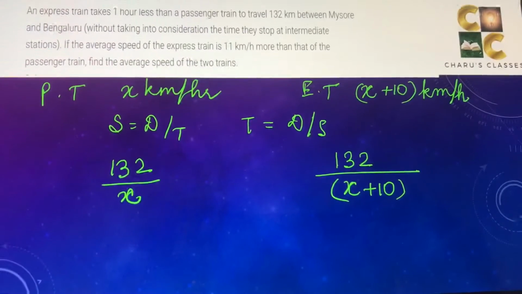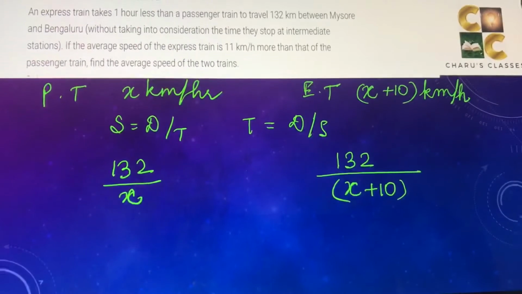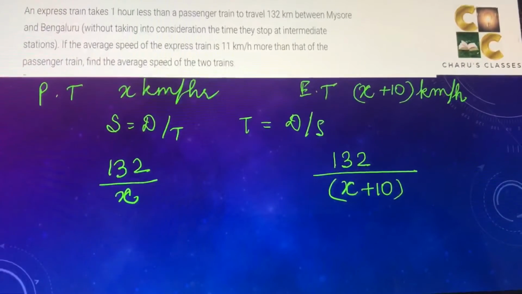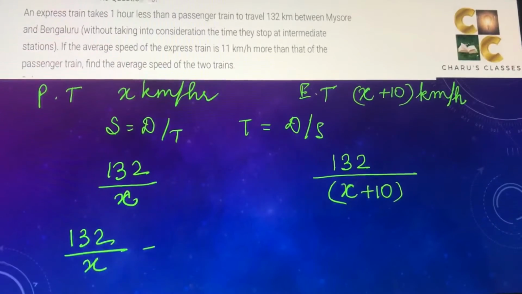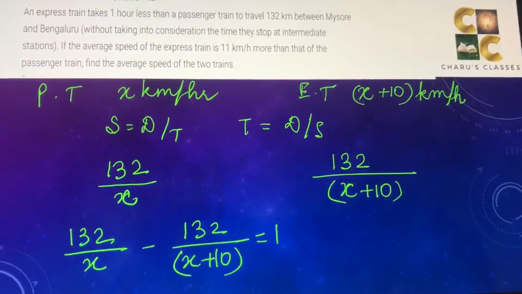Now it is given that the difference of this is 1 hour. That means the express train takes 1 hour less. So the equation will form as 132 by x minus 132 by x plus 10. This is equal to 1.